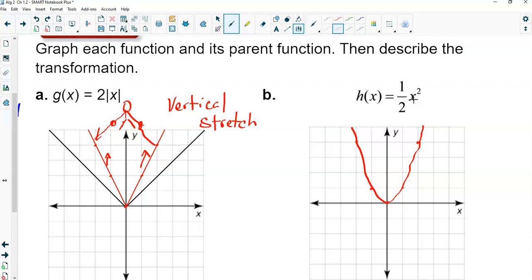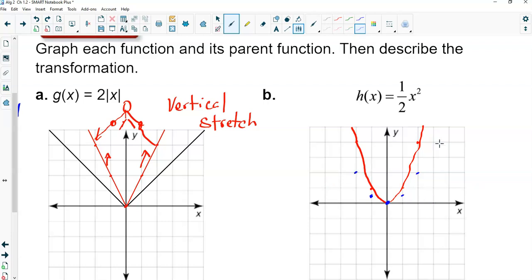Well, if x is 0, let's change color. If x is 0, then 0 times any number is still 0. So that would be there. While if x is 1, well, 1 squared is 1, and half of 1 is 1/2. So I will have a point here, and I will have a point there. If x is 2, 2 squared is 4, and half of 4 would be 2. So I would have a point here, and I would also have a point here.